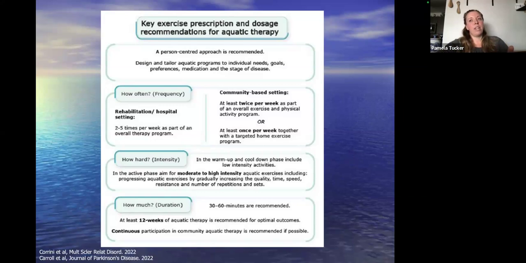Now, that may change depending on how you present. If you are presenting with a more traditional orthopedic injury, you sprained your ankle and you're working on just regaining some motion and working on walking and running, things like that in the water, that may be shortened to maybe we only do 6 or 8 weeks in the pool.